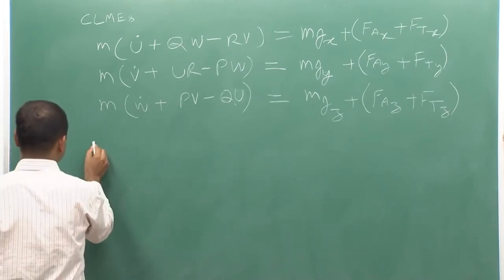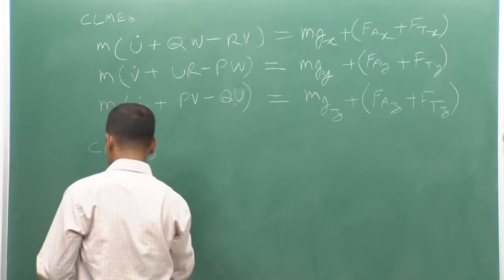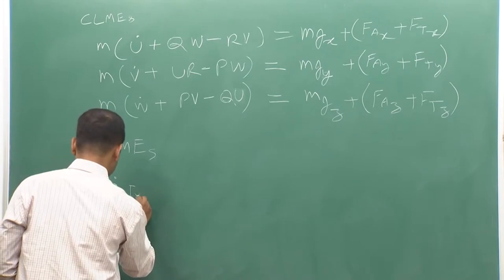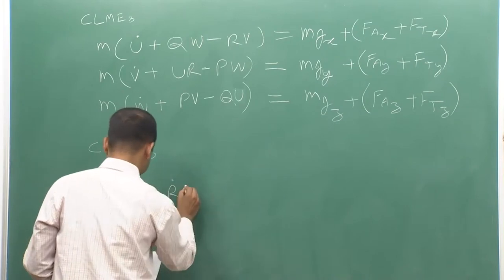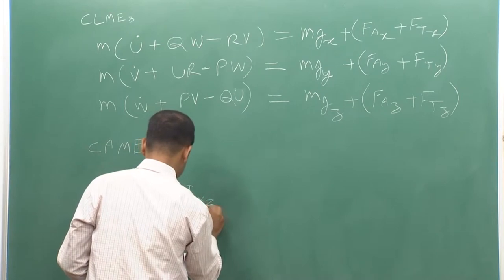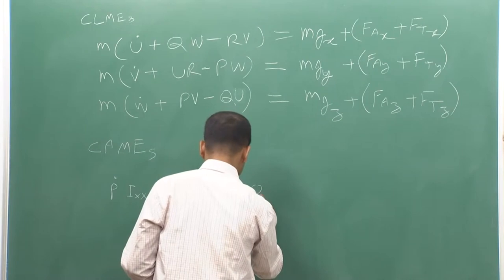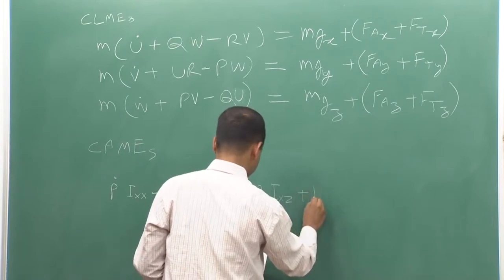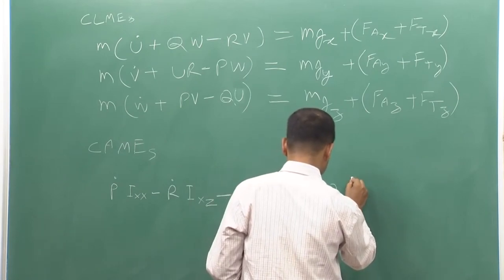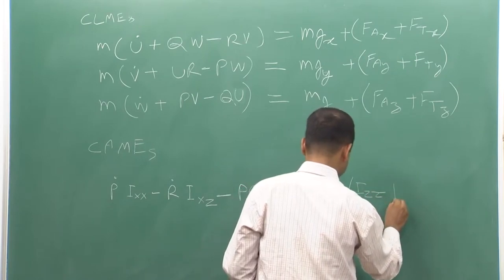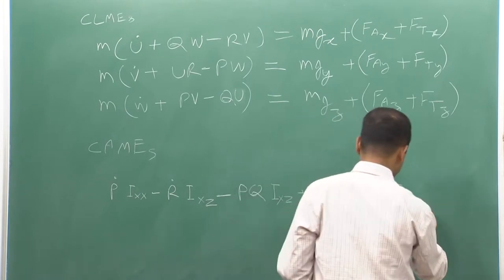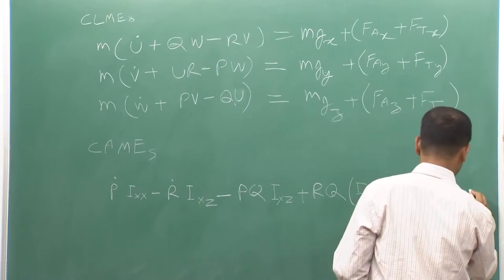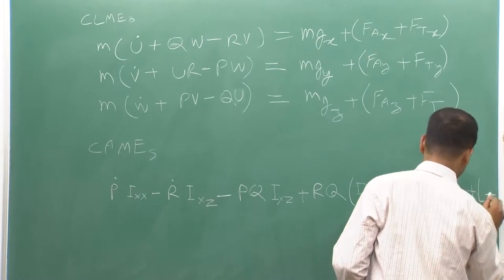And the second set of equations, the conservation of angular momentum equations, and these were p dot I x x minus r dot I x z minus p q I x z plus r q (I z z minus I y y). The rolling moment due to the aerodynamic force and rolling moment due to the thrust, L A plus L T.